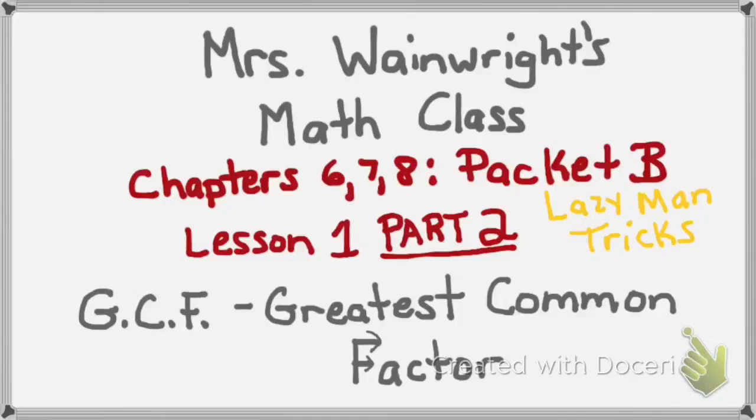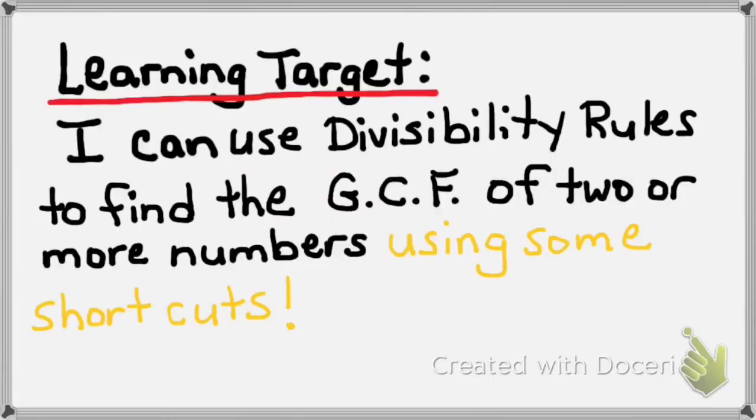This is Mrs. Waynard's Math Class, Chapters 6, 7, and 8, Packet B, Lesson 1, Part 2. This is the lazy man's method for greatest common factor, otherwise known as G.C.F.